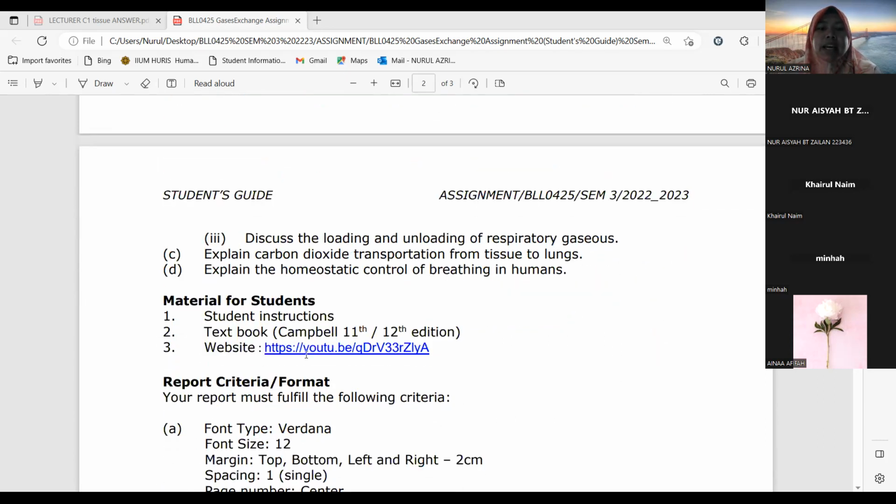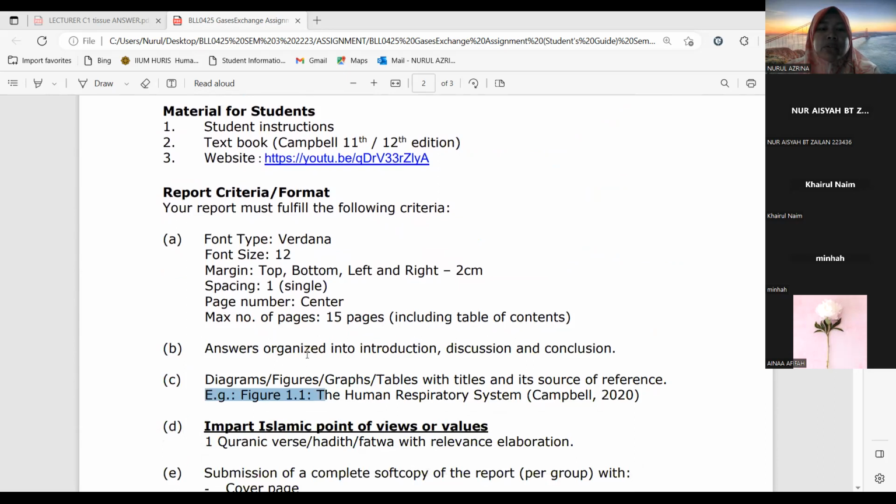And then you have to put diagrams, table of figures that may be related, with the formatting given over here. Kalau that is the first figure in chapter 1, then you put as figure 1.1, double dot, apa nama dia, right?